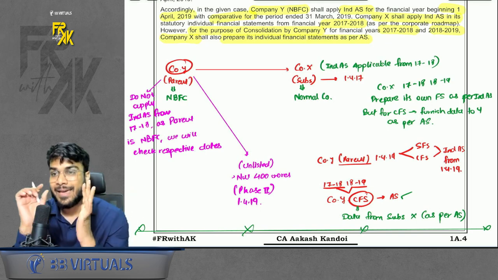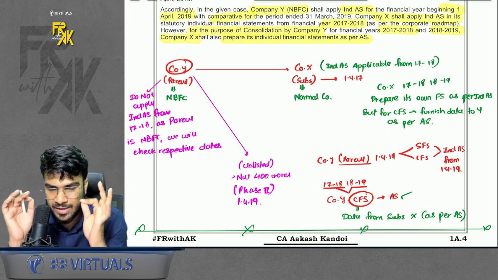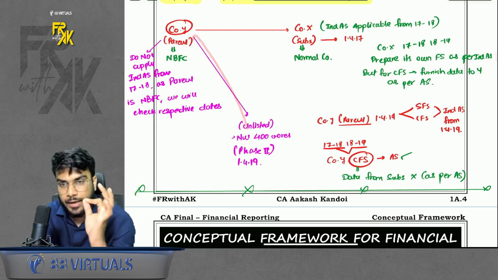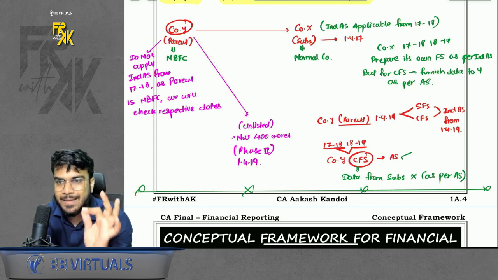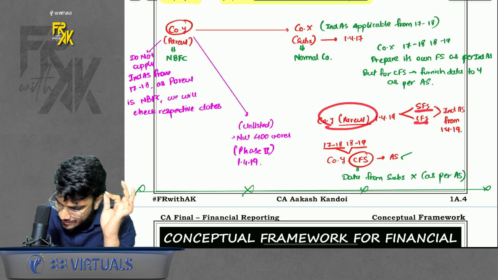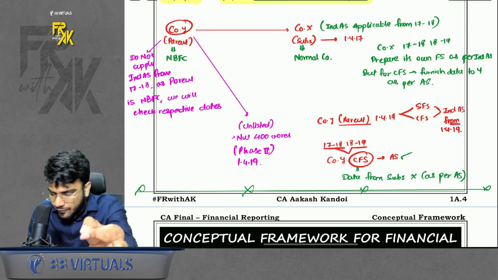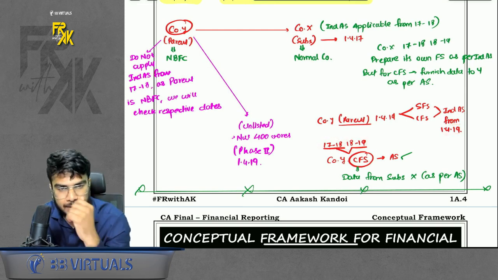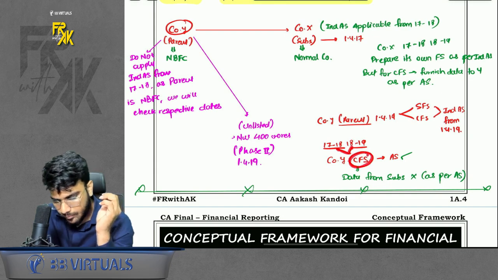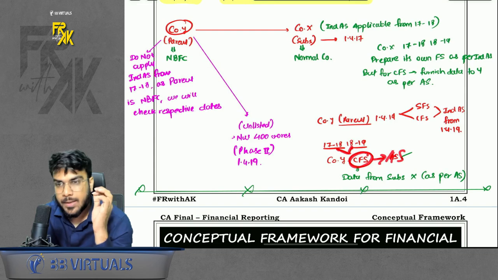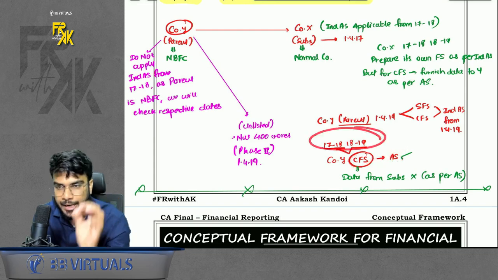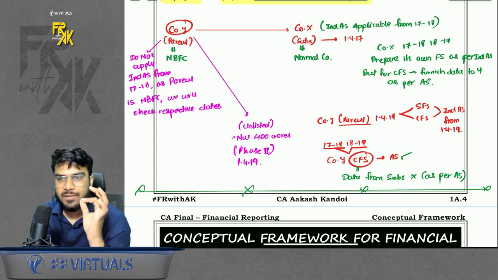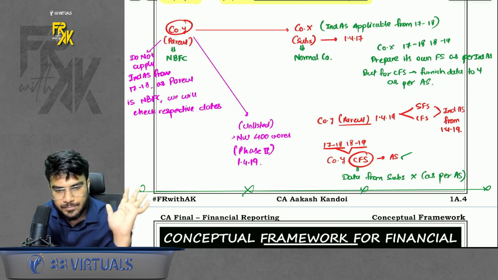Now, there is some extra discussion also done here. Now, what is the discussion? Please listen carefully. The parent will apply Ind AS from 1st April 19. That means parent will start preparing SFS and CFS as per Ind AS from 1st April 19. But what about the previous 2 years, 17, 18, 18, 19? This CFS will be prepared as per AS only, na? Because during these years, Ind AS was not applicable to parent. So during these 2 years, parent will continue applying AS, right?